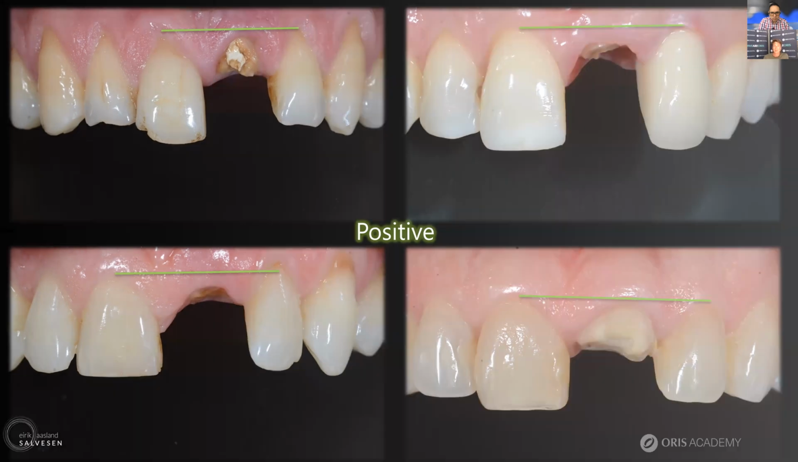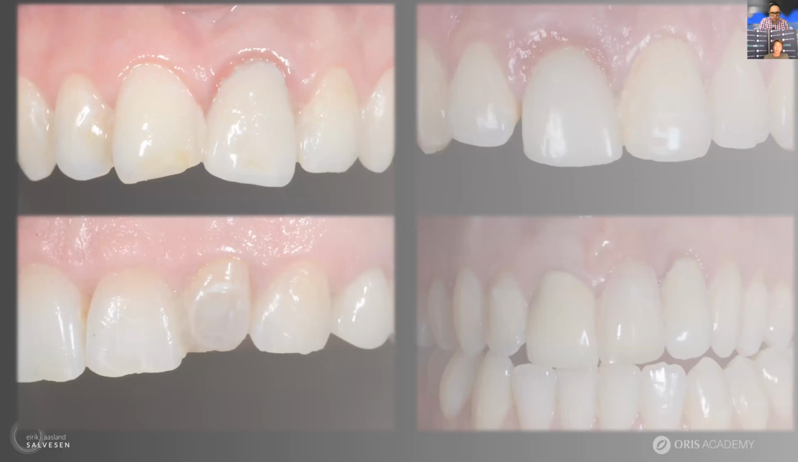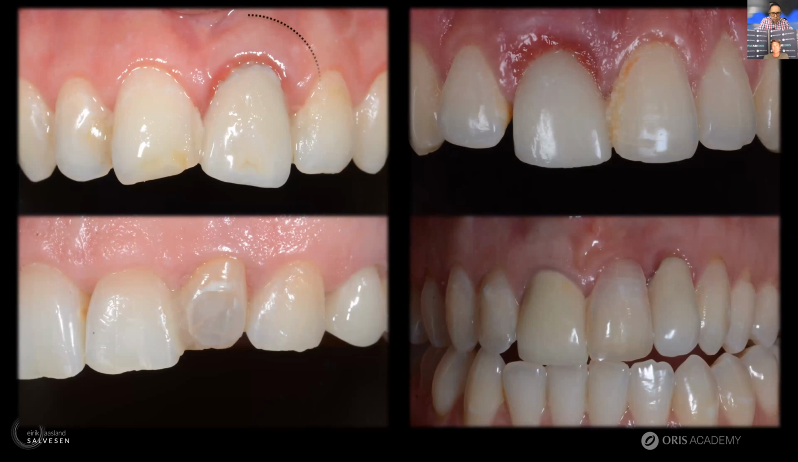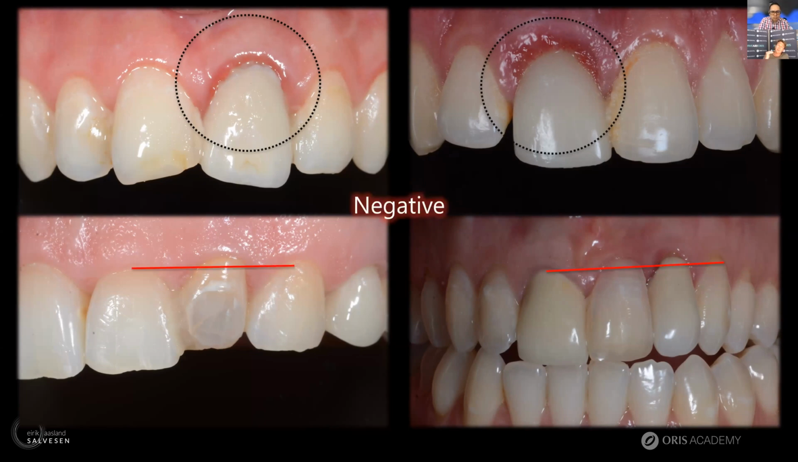I'll show you the negative ones. They will either look like this, with infection, which is not where we want to do anything immediate, or they're going to have what I call a negative profile, meaning the gingival margin of the tooth that needs to be replaced is superior to the neighboring teeth.